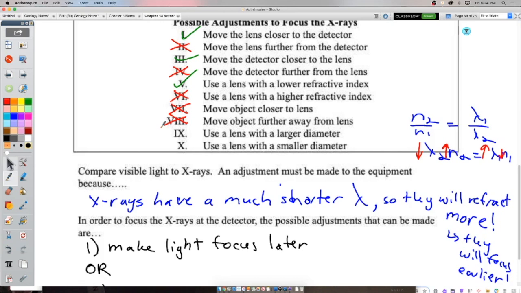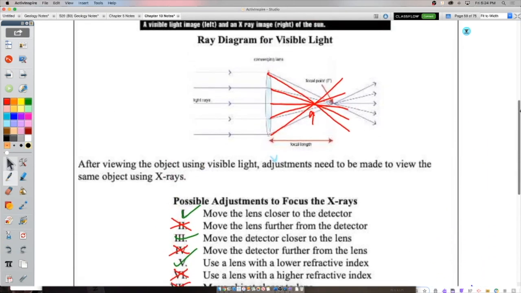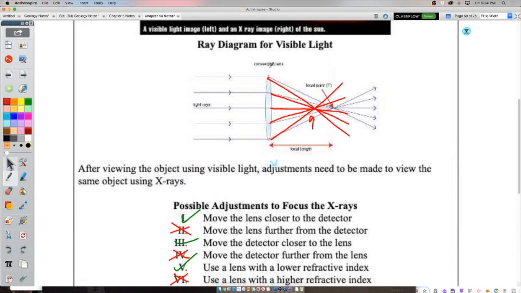Use a lens with a larger diameter. Diameter, when we're talking about lenses, refers to this axis. Okay, so the axis of the principal plane, essentially. If we make it taller, if we make it wider in terms of diameter, right? Does that change where the light is focusing? If I'm a parallel ray and I come in and everything else is the same, no, right? It's still a parallel ray hitting something with the same refractive index.